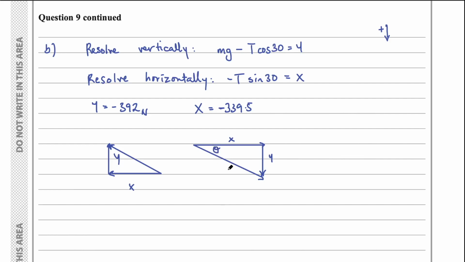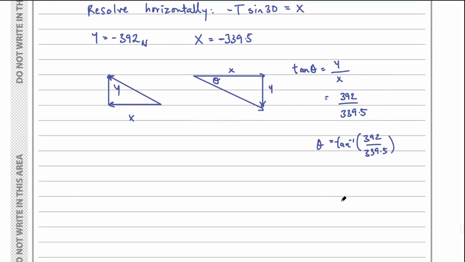And how do we find that angle? Well, we can use trigonometric ratios. So the ratio we want to use is, well, we have the opposite side and the adjacent side. So we're going to use the tan ratio. So tan of theta is the opposite side over the adjacent side. We have y, we have x. So, and these negative signs will cancel. So we'll have 392 over 339.5. And then theta is going to be the inverse tangent of that.